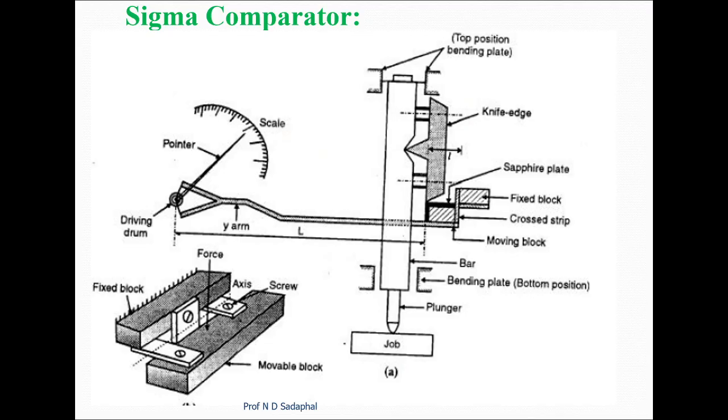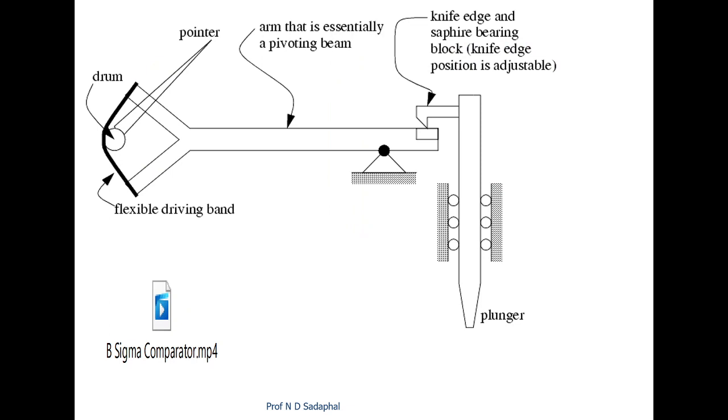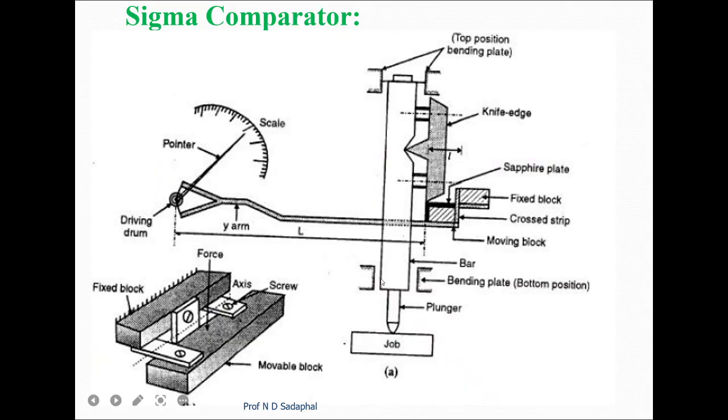Next is a sigma comparator. You can see this construction of sigma comparator. This is how it looks like. Or this figure also you can see, a simple figure. So we'll see the construction. This is a plunger. Plunger is connected to the knife edge. The knife edge is generally used to sense the very small motion of plunger. When plunger is moving up and down, this knife edge is also moving up and down.